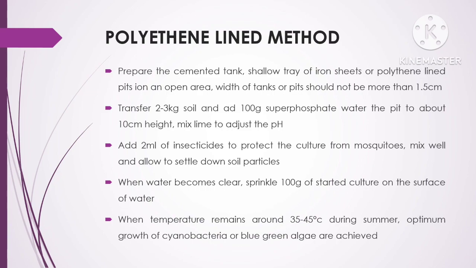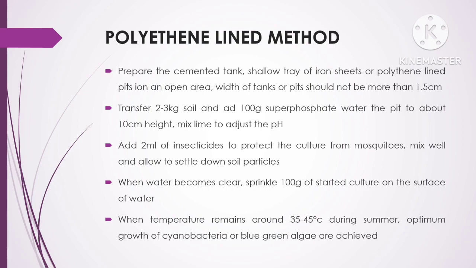Finally, polythene lined method. Prepare the cemented tank, shallow tray of iron sheet or polythene lined pits in an open area. The width of tanks or pits should not be more than 1.5 meters. Transfer 2 to 3 kg soil and add 100 gram of superphosphate. Water the pit to about 10 cm height. Mix lime to adjust the pH. Add 2 ml of insecticide to protect the culture from mosquitoes. Mix well and allow the soil particles to settle down. When water becomes clear, sprinkle 100 gram of starter culture on the surface of the water.